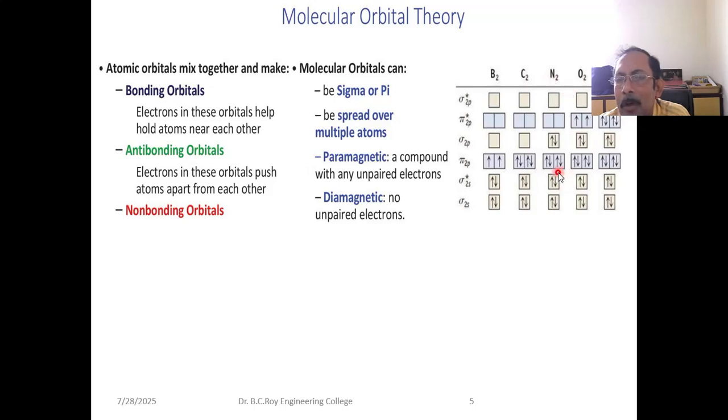For nitrogen, bond order 3. For oxygen, again bond order 2, because electrons are now getting occupied in the anti-bonding orbital, pi star. And for fluorine, you can find again that more and more anti-bonding is getting filled up, thereby the bond order is getting reduced. So for oxygen, bond order is 2, whereas for fluorine the bond order is 1. The highest bond order here is for nitrogen, that is 3.